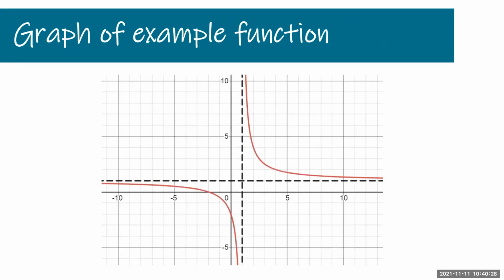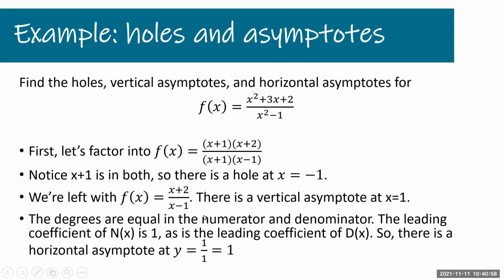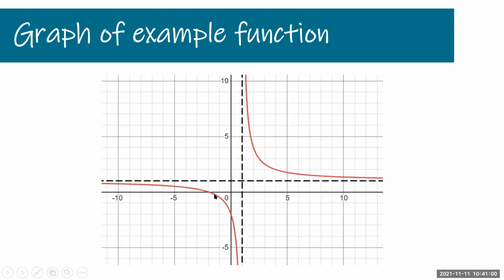If we graph our example function in our calculators, here I actually used an online calculator so that it was prettier and easier to see, we can see that y equals 1 is our horizontal asymptote, which is what we found. And we can see here that at x equals 1, we have a vertical asymptote. And it's impossible to tell just by glancing, but there's also a hole at x equals -1. So there's actually a hole right here.